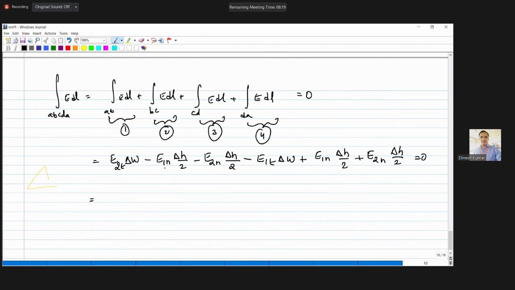See here, E1n delta H by 2 and plus E1n delta H by 2 will get cancelled. E2n delta H by 2 plus E2n delta H by 2 will get cancelled. So finally the equation is E2t delta W minus E1t delta W is equal to 0. So finally, E2t delta W is equal to E1t delta W.